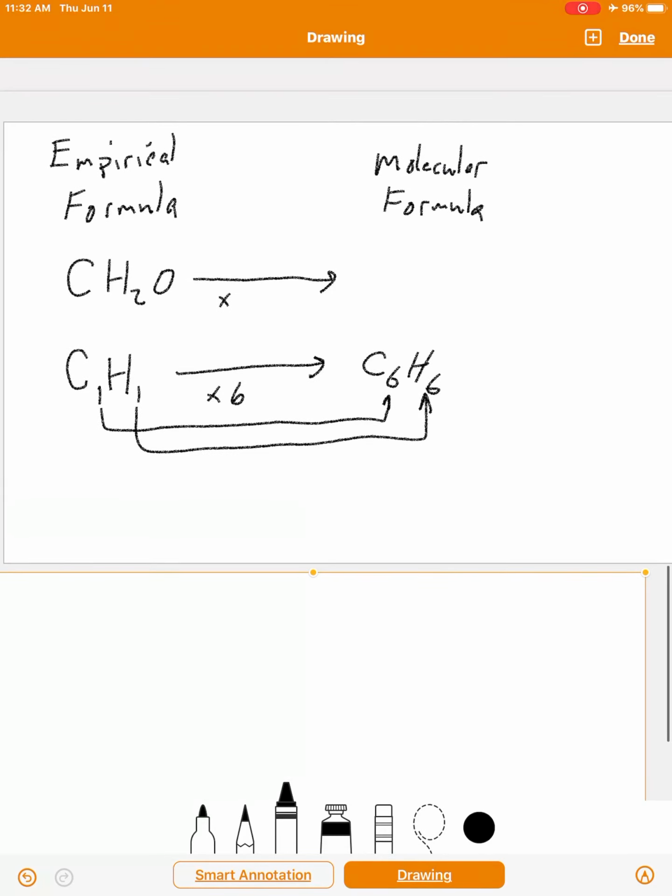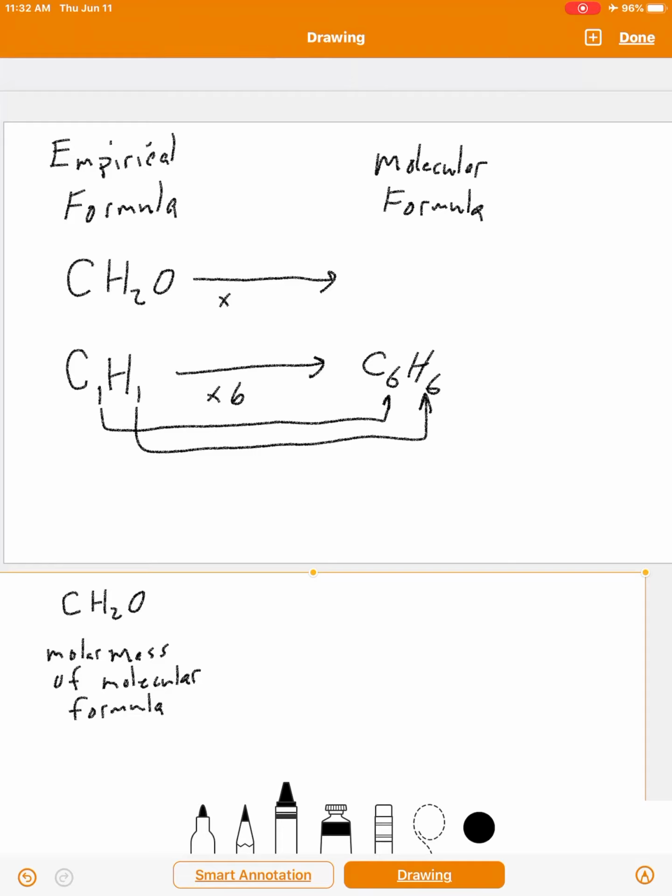Here's how we do it. When you have the empirical formula, you need an additional piece of information. It must be provided. And that's the molar mass of the compound. The molar mass of the molecular formula. If you don't have that, you can't figure out the molecular formula. You need to have this molar mass.